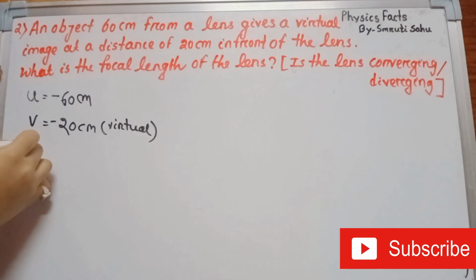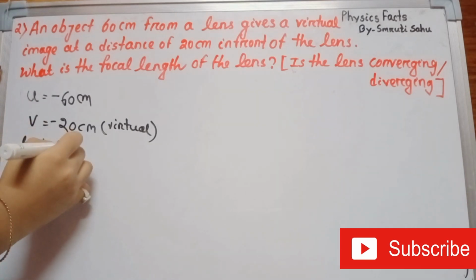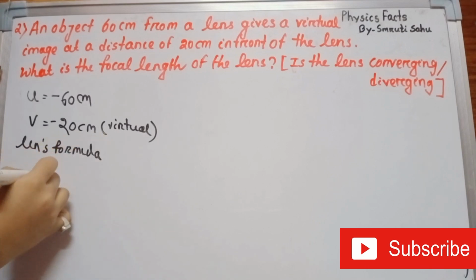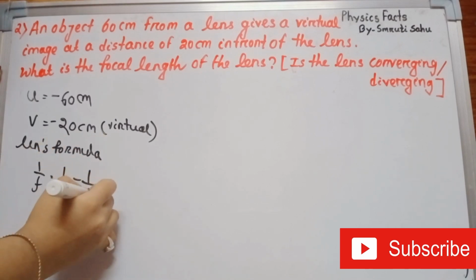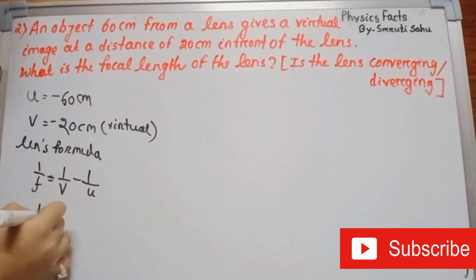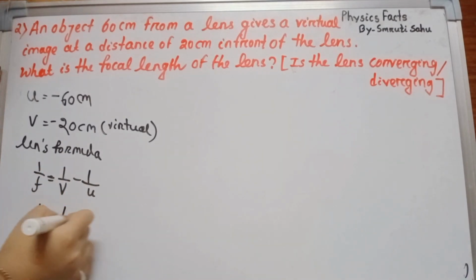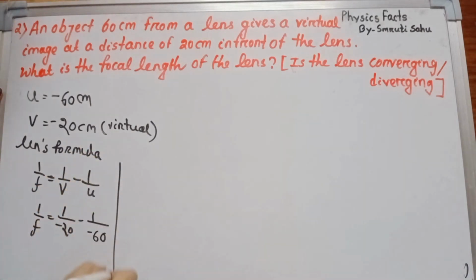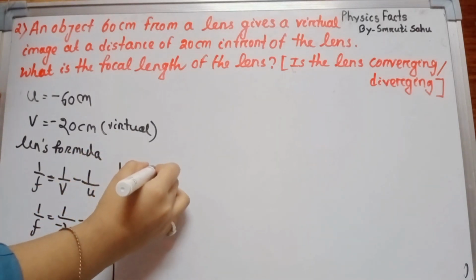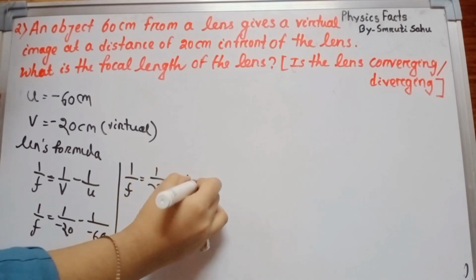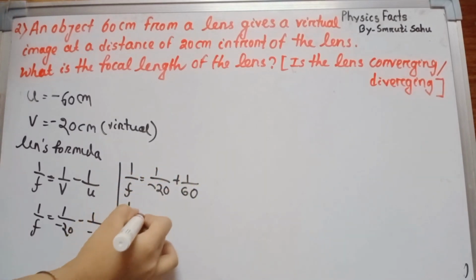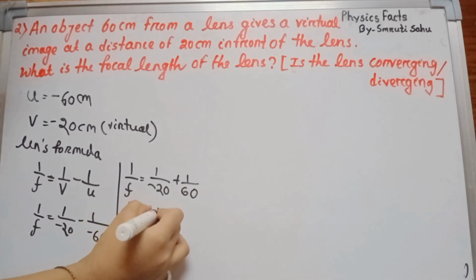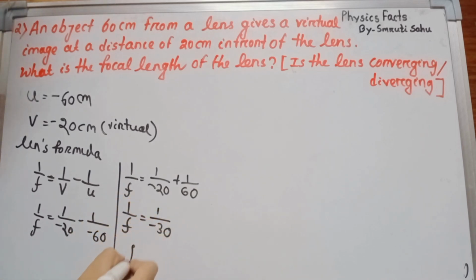Now we put in the lens formula. What is the lens formula? 1 by f equals 1 by v minus 1 by u. Then you put in the values of v and u: 1 by minus 20 minus 1 by minus 60, and simplify. Then 1 by f equals 1 by minus 20 plus 1 by 60, and simplifying further you get 1 by f equals 1 by minus 30. That means f equals minus 30 centimeter.